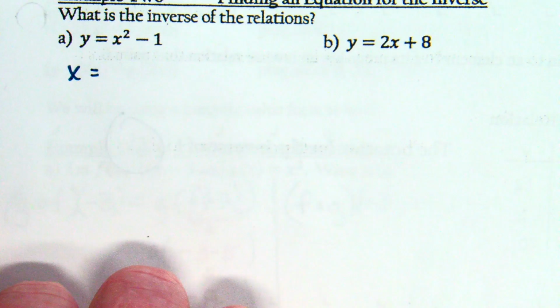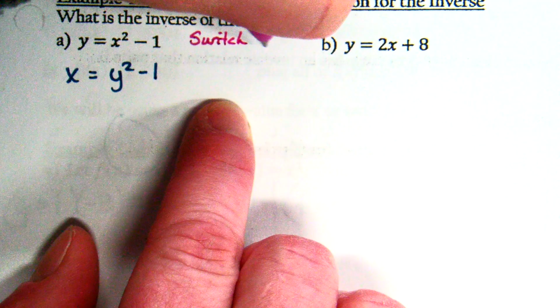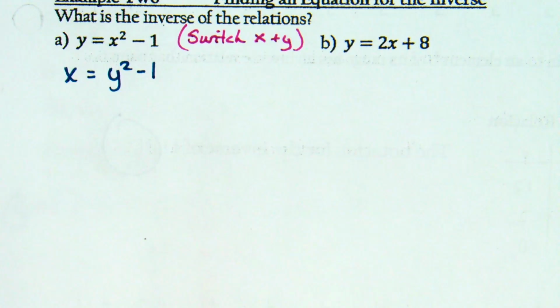Instead of saying x squared minus 1, I'm going to make it y squared minus 1. So that was the first step that we are doing there, is that we are going to switch x and y. That was step one, so to speak.